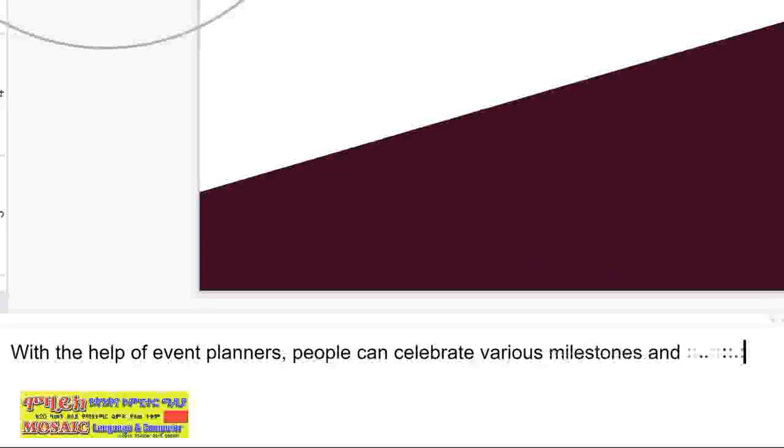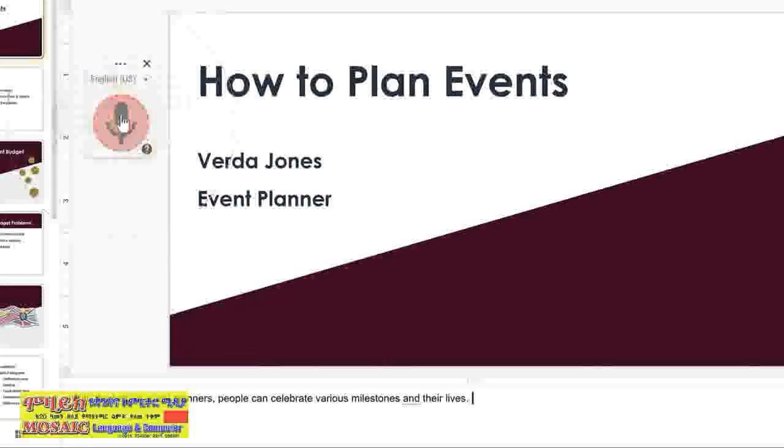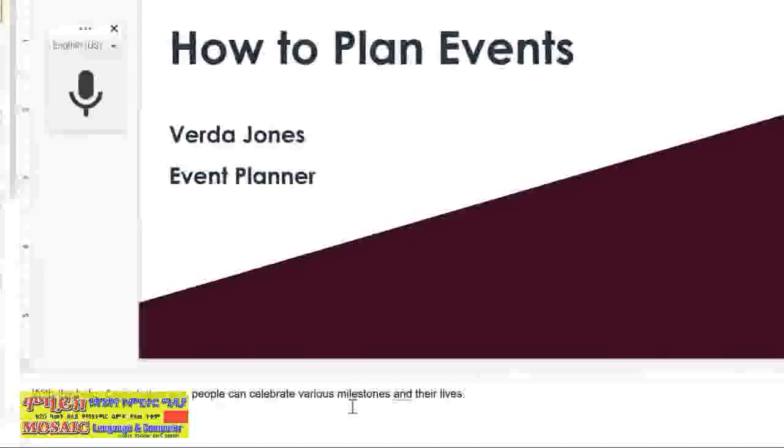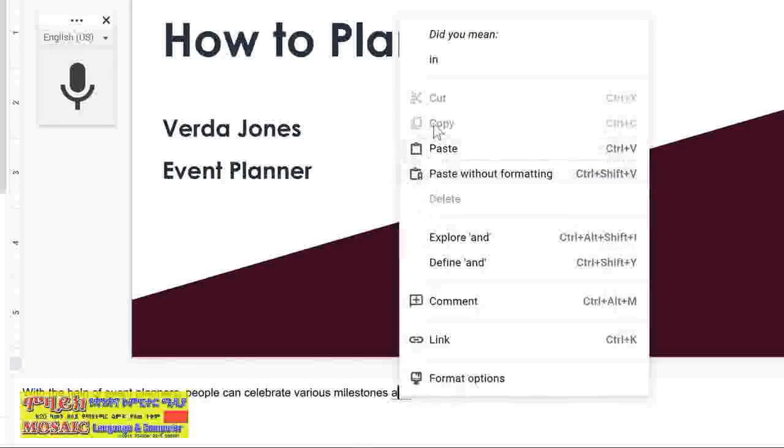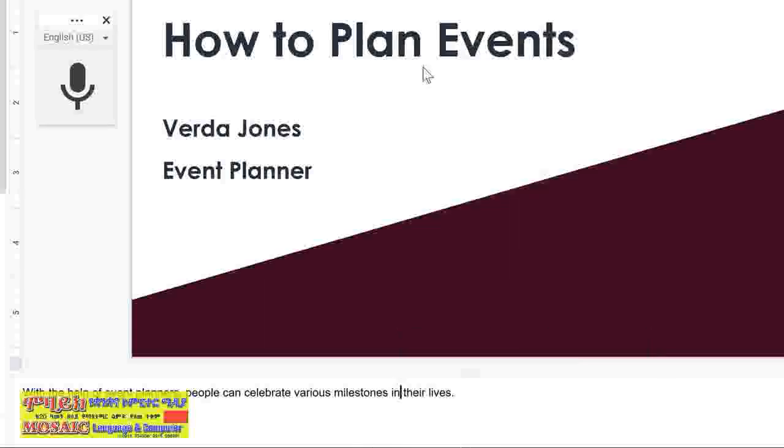With the help of event planners, people can celebrate various milestones in their lives, period. I click the microphone icon to turn it off. As you can see, the voice typing feature may not capture every word accurately. You can edit the text as you normally would, or you can right-click the underlined words to see suggested changes.